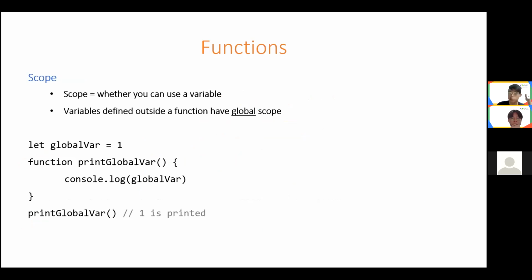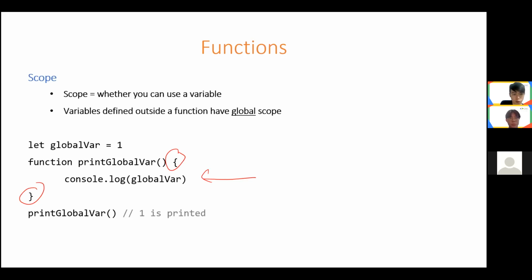So next, we'll learn about something called scope. So in JavaScript, scope refers to the visibility of variables. So basically whether you can use a variable or not, or whether you can access a variable. So variables which are defined outside a function block, so we call a curly braces and anything that's inside it a block, has global scope.